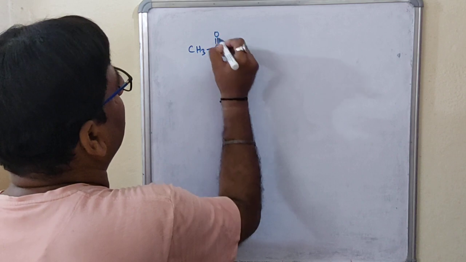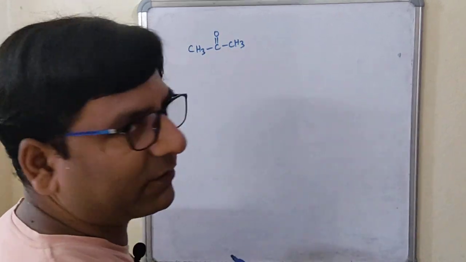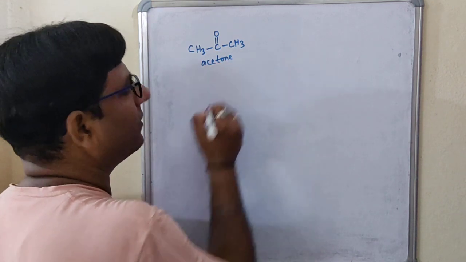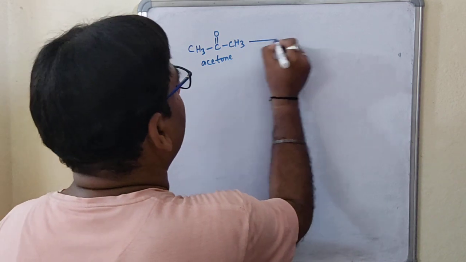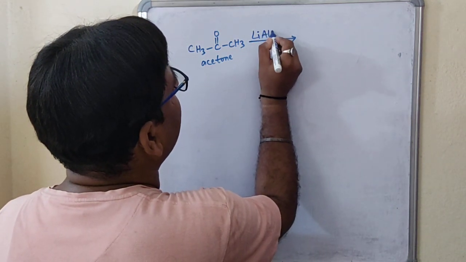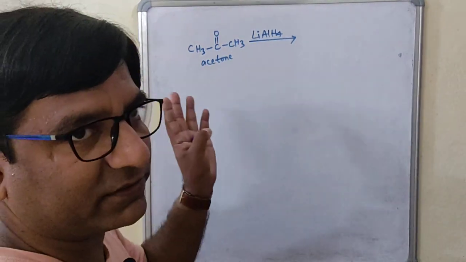Suppose I have CH3 C double bond O CH3. What is the name of this compound? This is acetone, right? I am reducing it with LiAlH4. Now there is one twist, students.